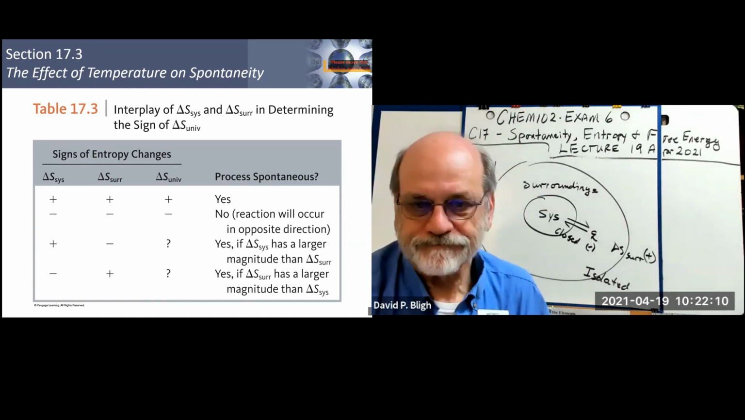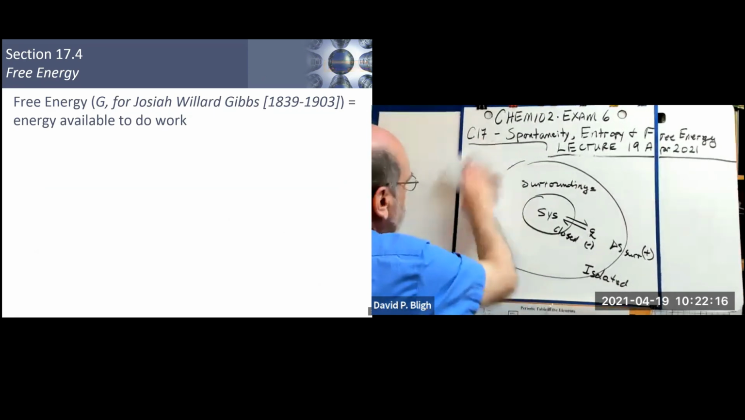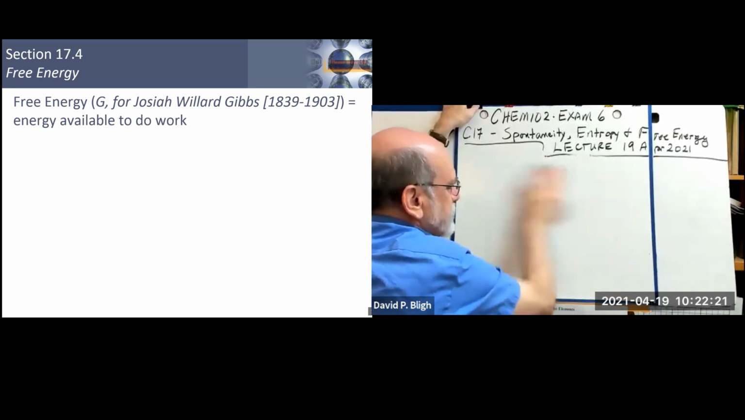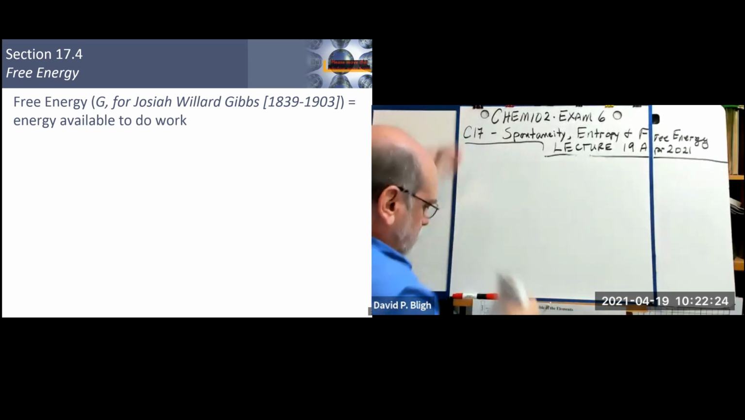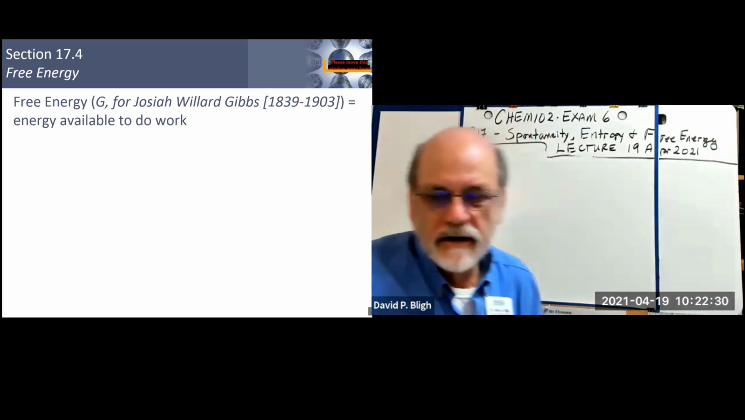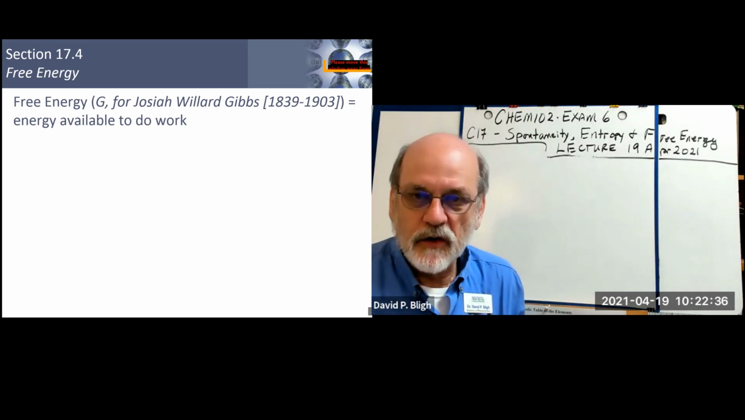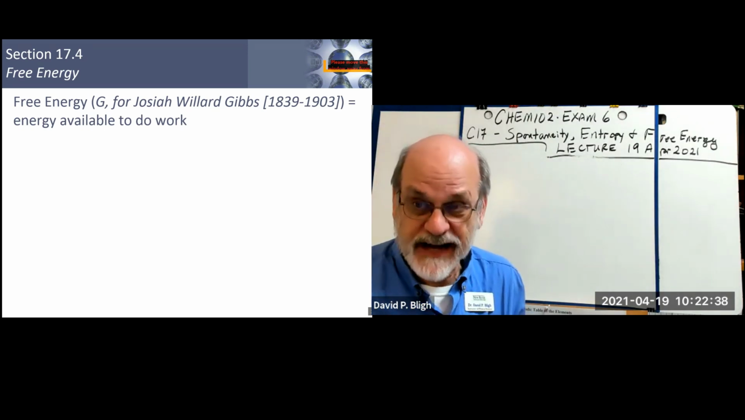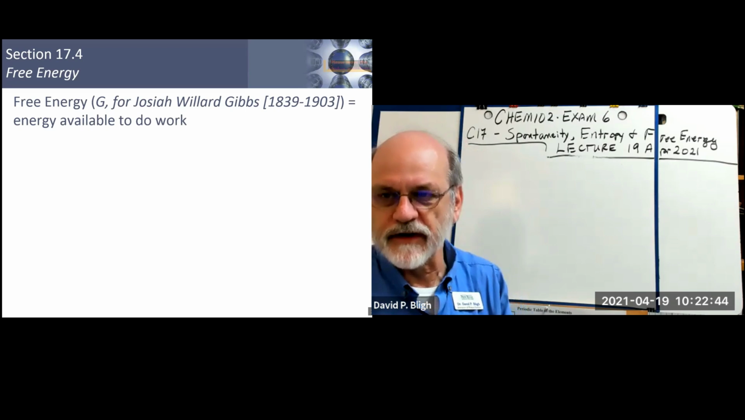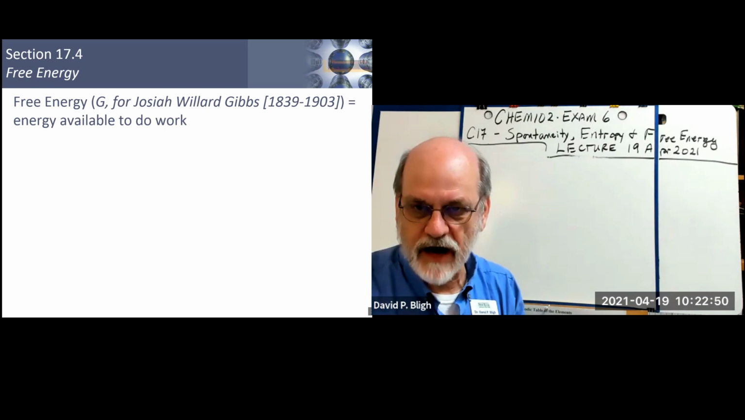All right, so along comes an American, Josiah Gibbs. Gibbs was a gifted mathematician, but he was also interested in physical chemistry. So he applied his substantial math skills to solving the problems that were developing surrounding the concepts of spontaneous reactions.